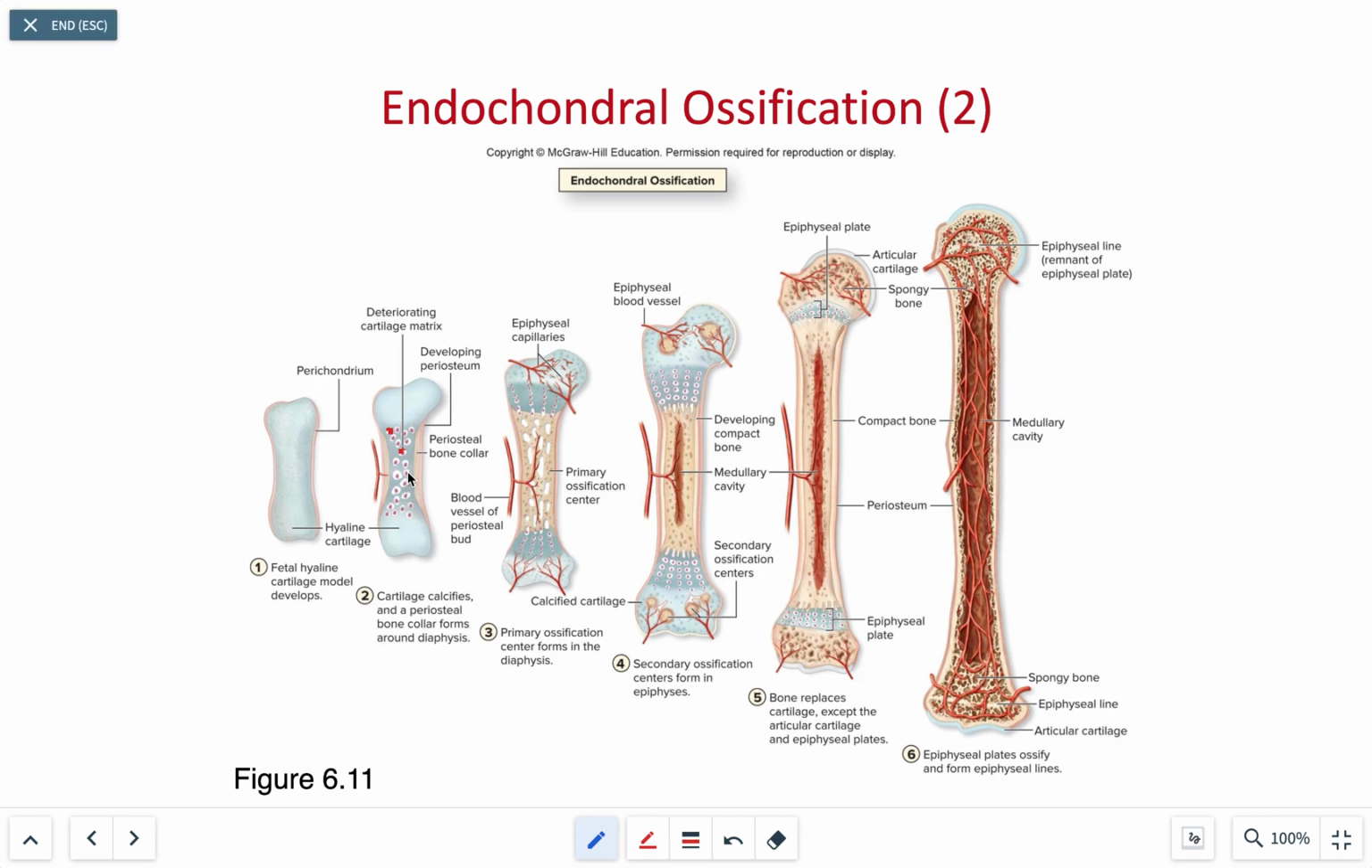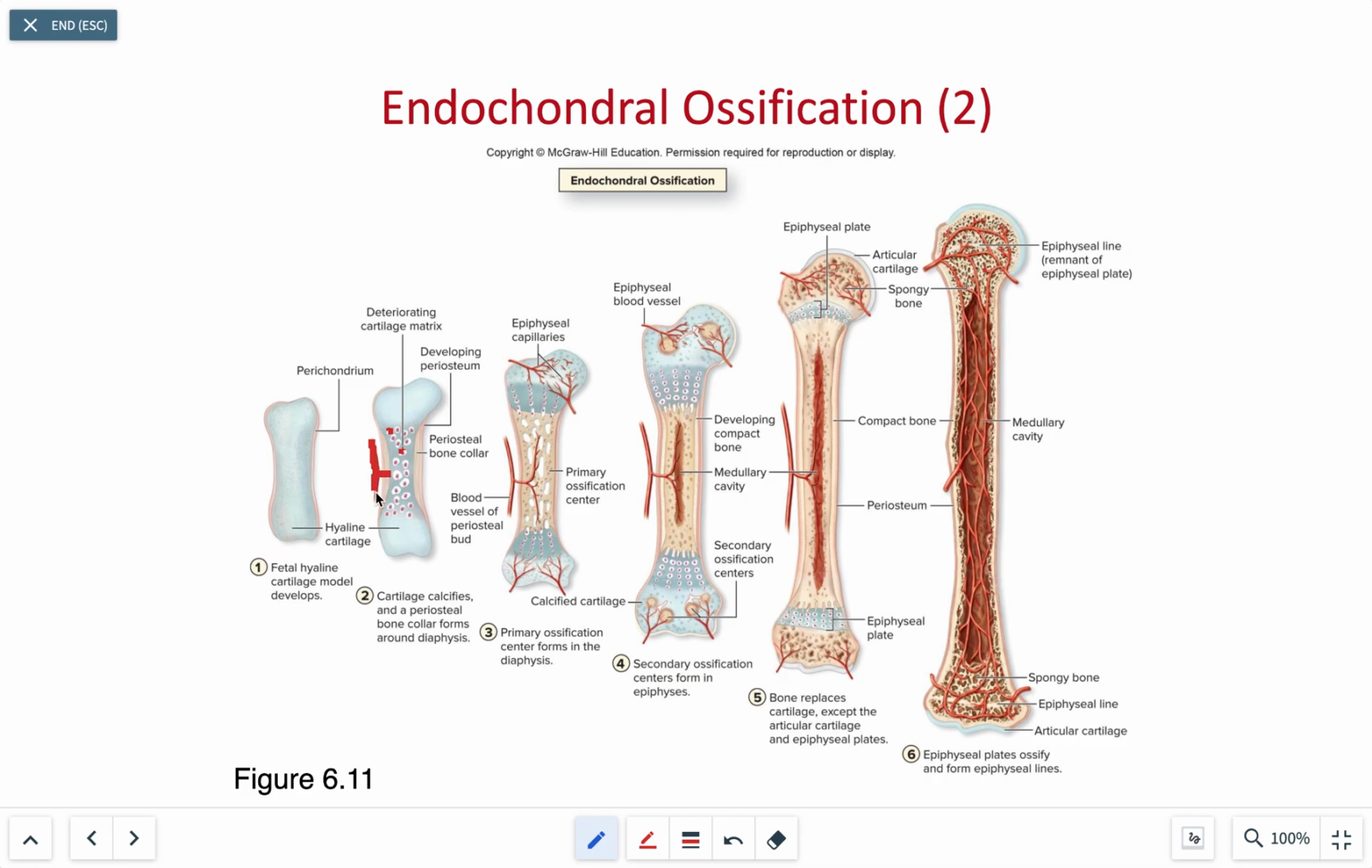These chondrocytes are then going to begin to die because they were receiving nutrients through the matrix and now are unable to diffuse into the cell. We also see the blood vessel. So that's what this is on the left side of this picture.